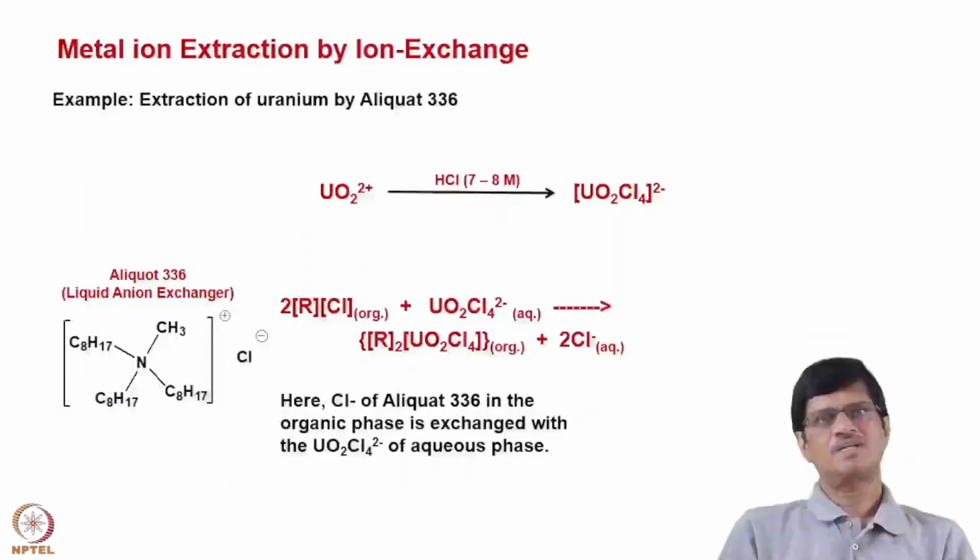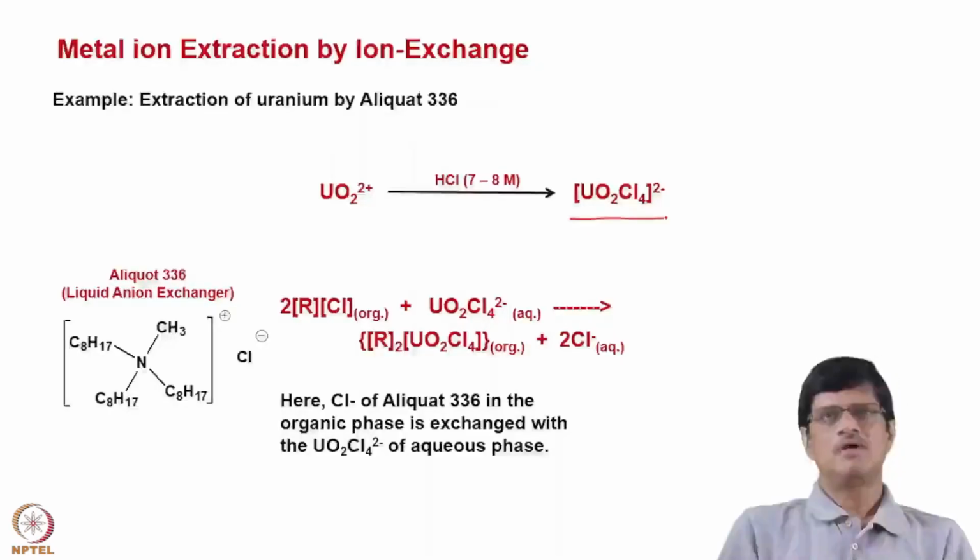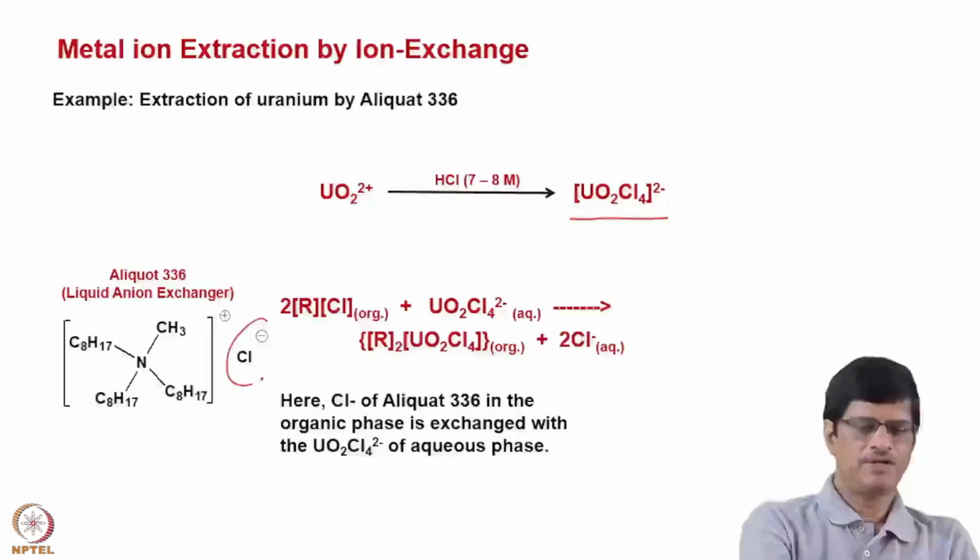Now, metal ion extraction by ion exchange. Here, I've given an example of extraction of uranyl ion by Aliquat 336 from hydrochloric acid medium, 7 to 8 molar. Uranyl ion forms species like this, UO2Cl4 2-, and this anionic species gets exchanged with Aliquat 336 chloride ion. That is what is shown here.